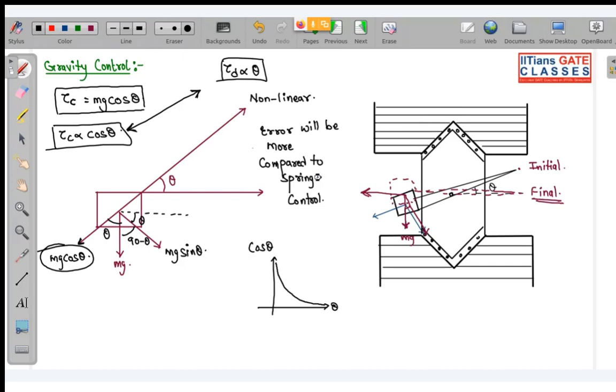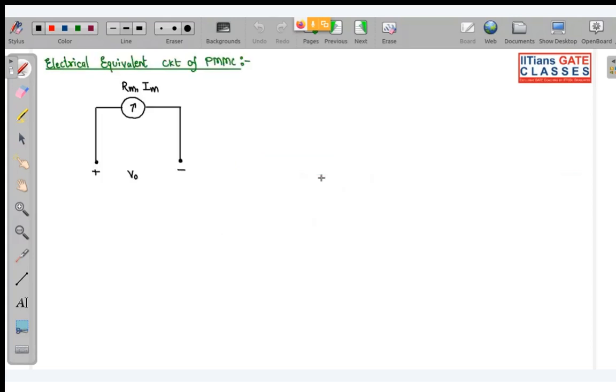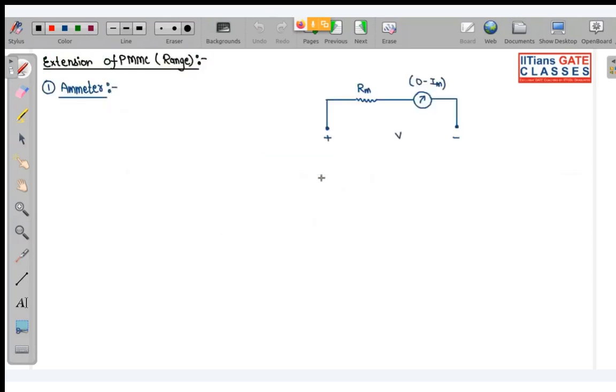Okay. Next, what we have is the permanent magnet moving coil. What we can do is the permanent magnet moving coil, equivalent circuit of PMMC.